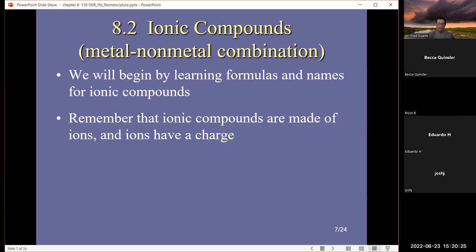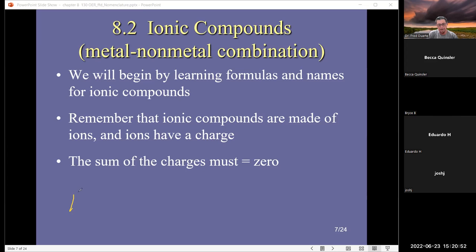Now remember that ionic compounds are made up of ions that have a charge. And when we put them together, they must equal 0. And that's important information because it helps us either to create the compound or to name the compound. So one general formula to remember is this.